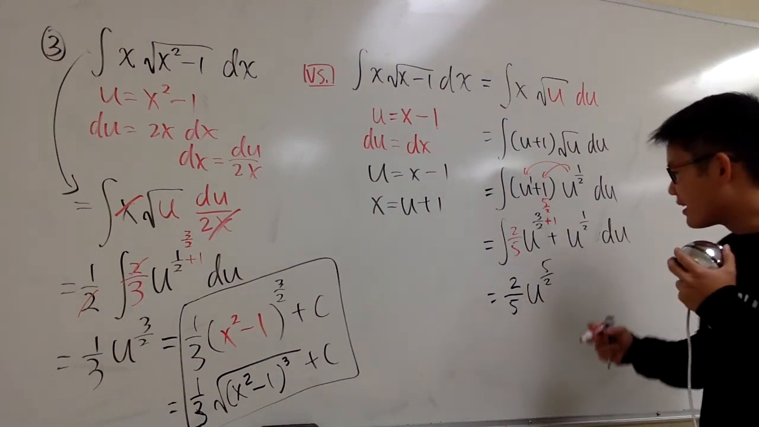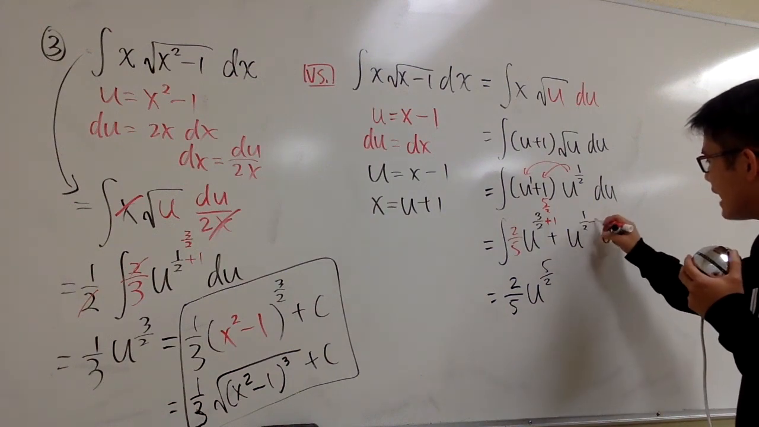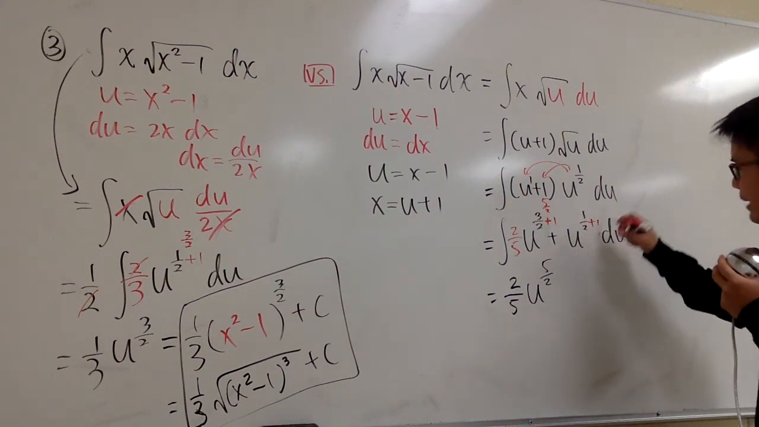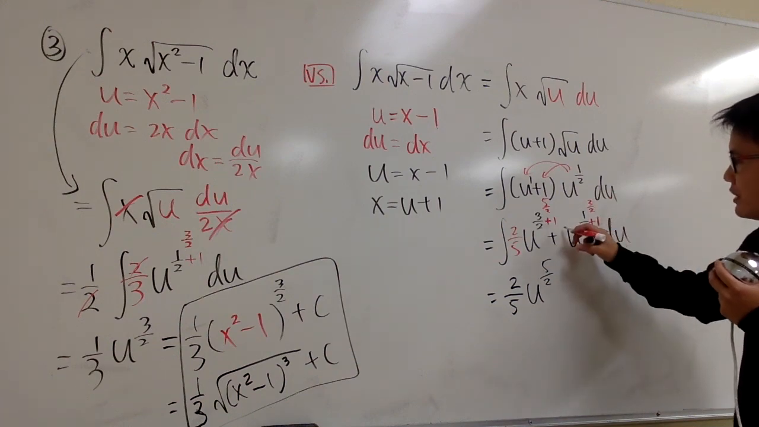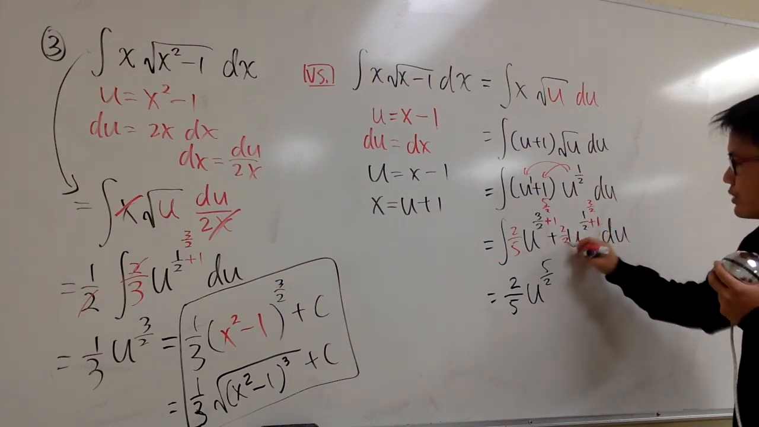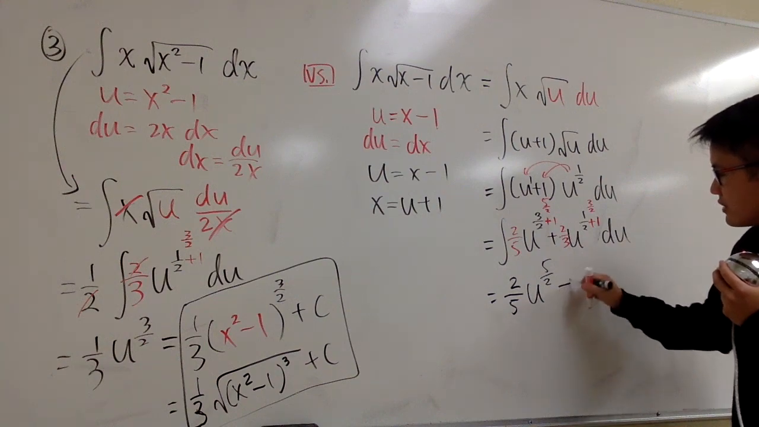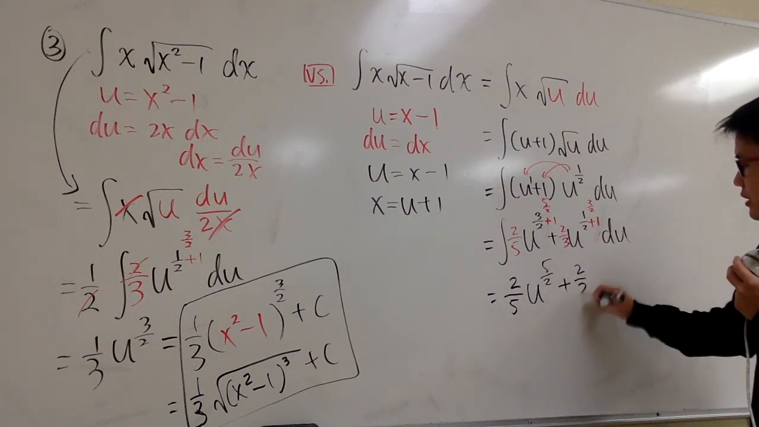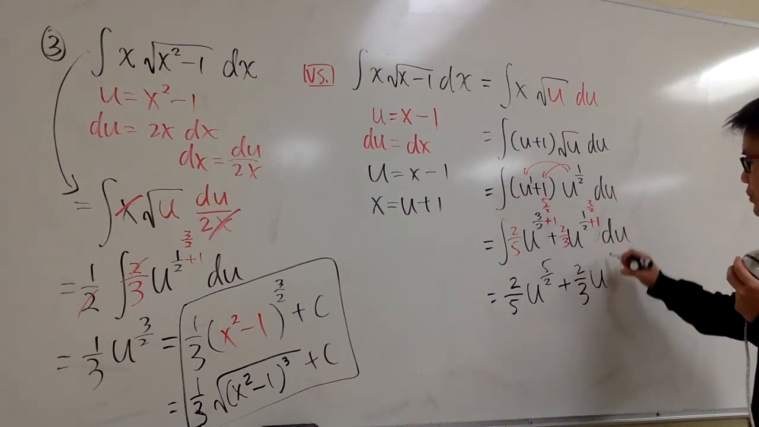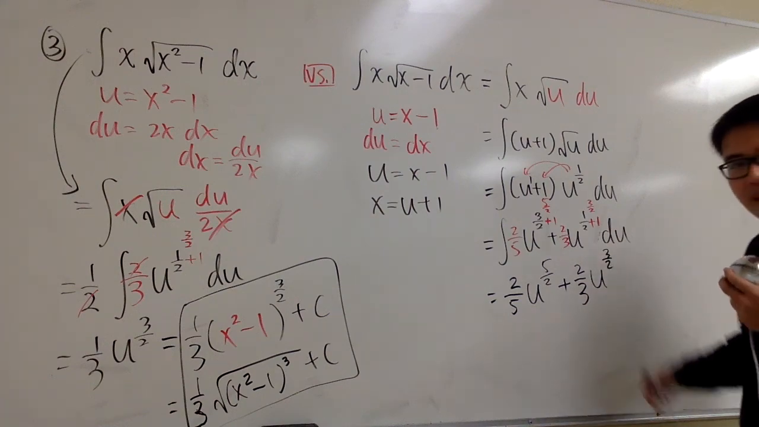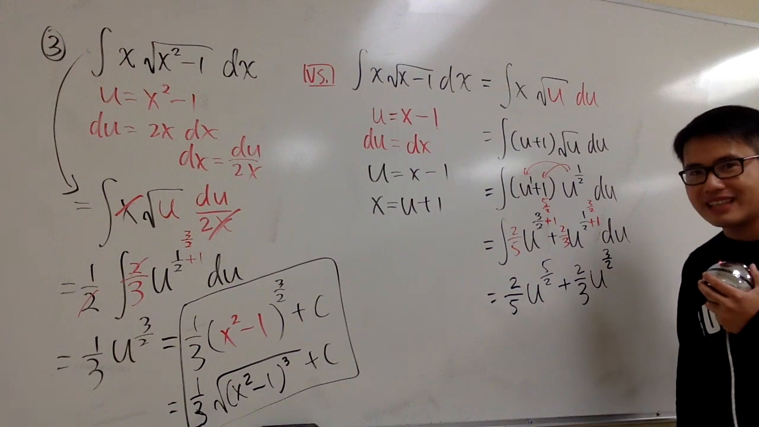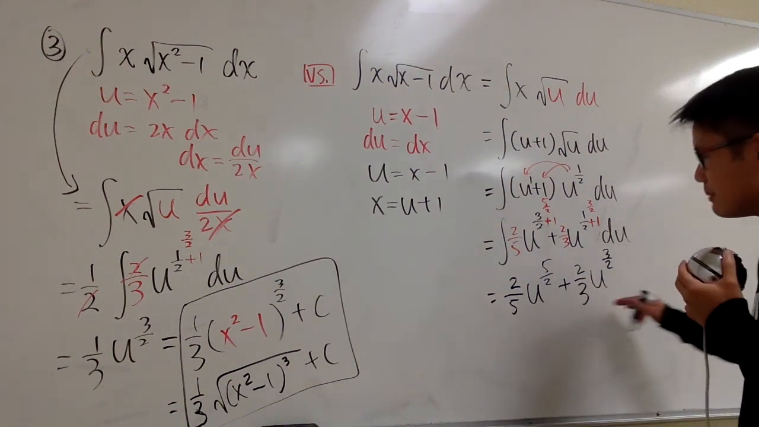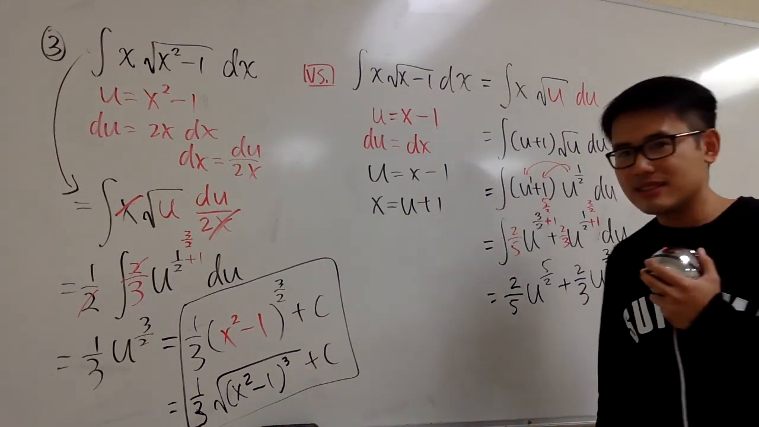And then the next part, we have u to the 1/2. Let's add 1. 1/2 plus 1 is 3/2, and then divide by 3/2 is the same as multiplying by 2/3. And this is positive, so we add 2/3 u to the 3/2 power. And this was the integration step, and we are done with that. Finally, we just have to write this back in terms of x.